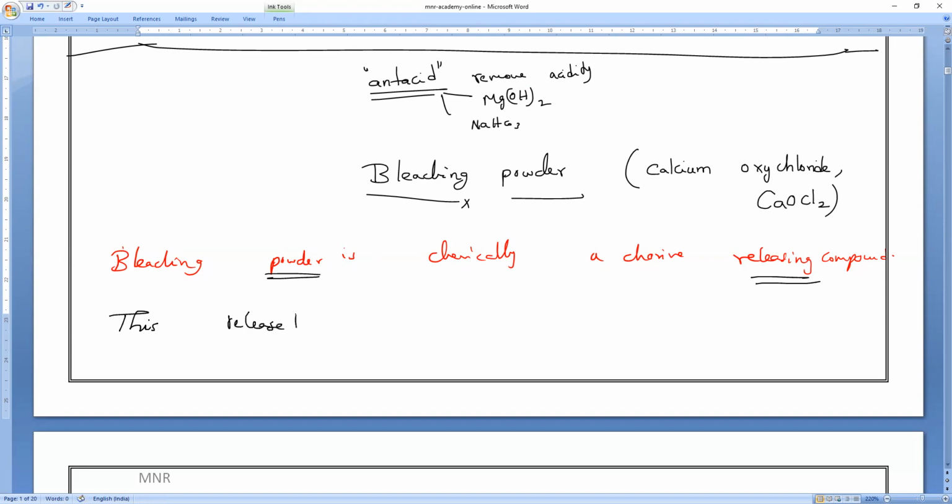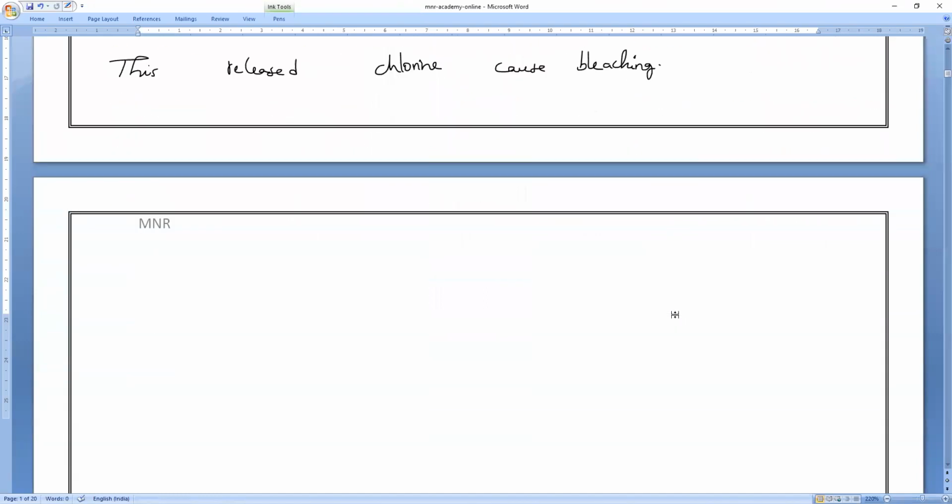This released chlorine causes bleaching. Is it okay, everybody? Do you understand, everyone? Now, the production process, very, very important one. Production.